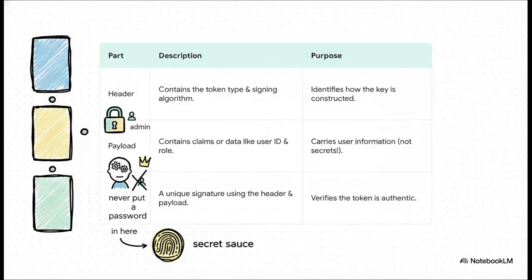If you were to look at a JWT, you'd see it's made of three parts, all separated by dots. First is the header, which just says, hey, this is a JWT, and here's how I made it. Then comes the payload. This part carries useful but not so secret info about you, like your user ID, or maybe that you're an admin. And I can't stress this enough, you never, ever put a password in here. And finally, you have the signature. That's the secret sauce, the part that proves the token is legit.